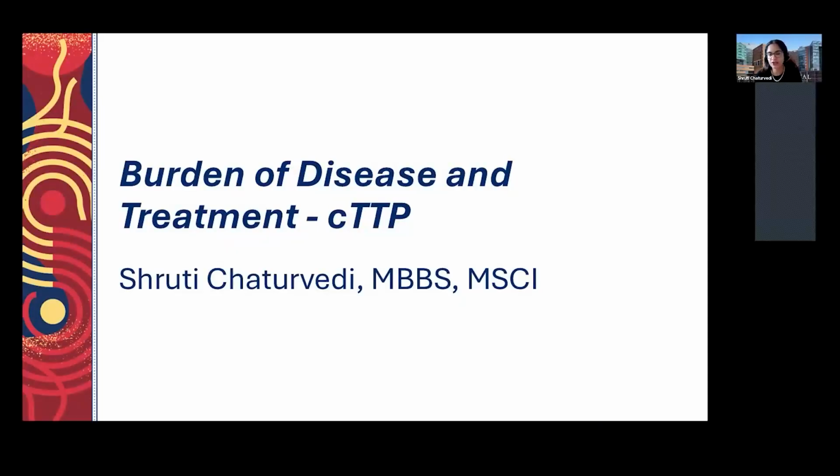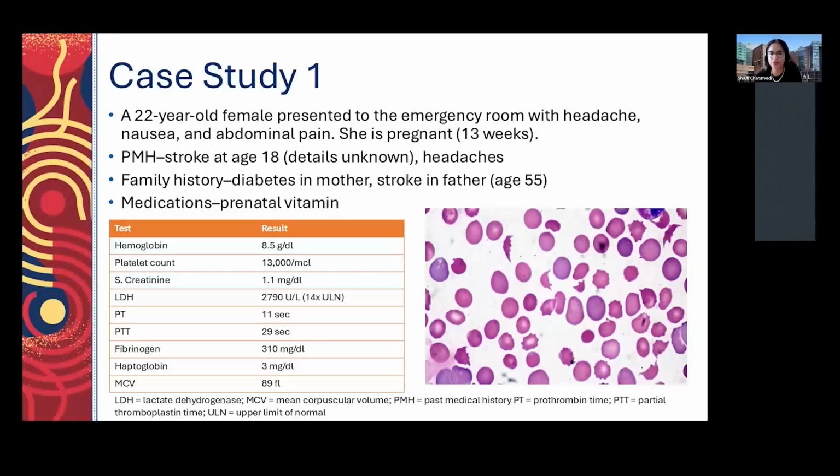Let's start with a case study of a fairly typical patient. This is a 22-year-old female who presented to the emergency room with a headache, nausea, and abdominal pain. She's also pregnant at 13 weeks of gestation, so just into the second trimester here. She has a medical history of stroke at age 18, and we don't really have much detail around this event, as well as headaches. Her family history is notable for diabetes in her mother and a fairly early stroke at the age of 55 in her father, and her only medications are a prenatal vitamin.